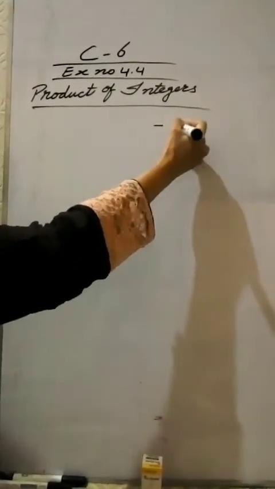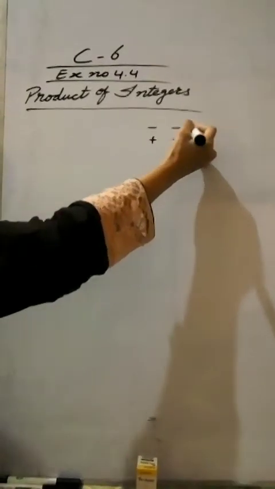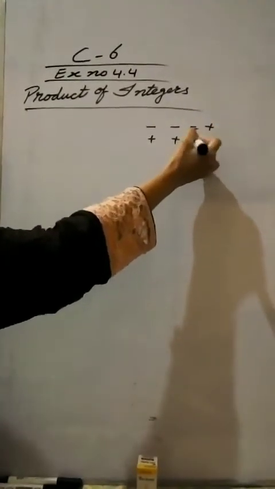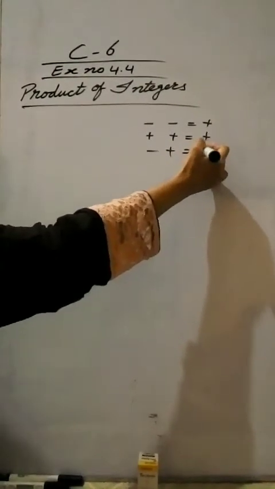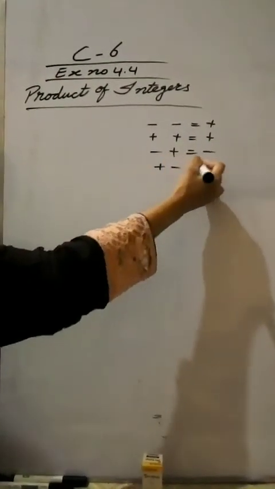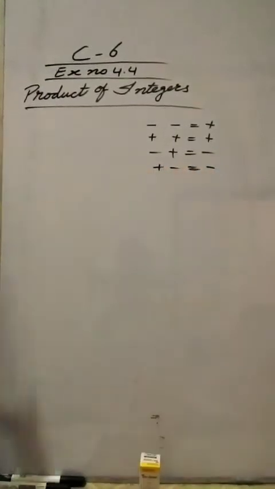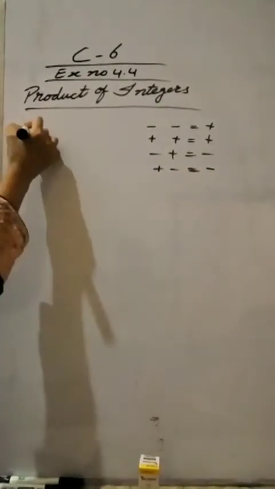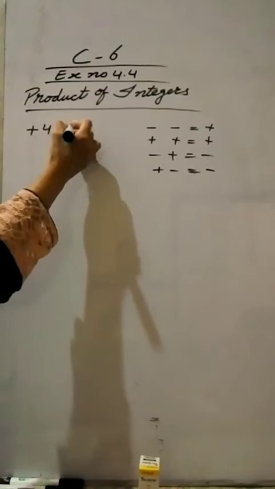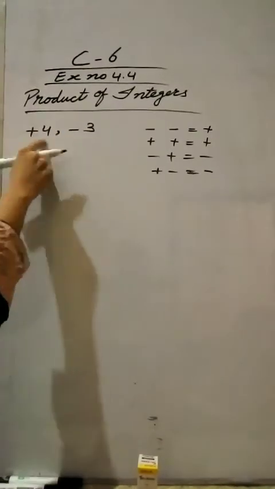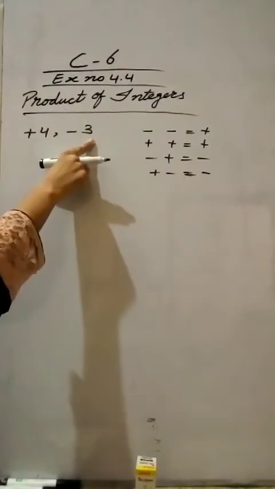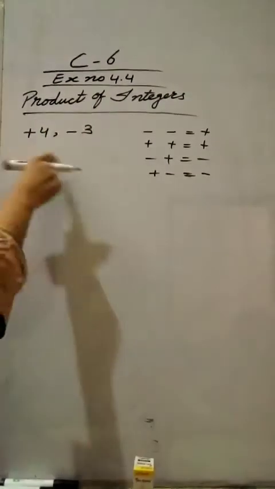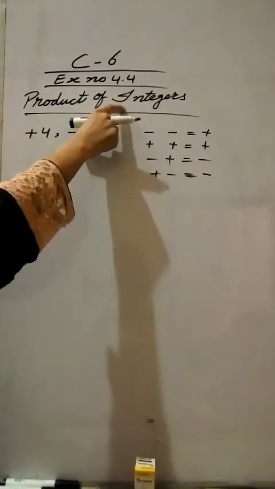Always understand the formula table, always remember the formula table, how to solve the signs with the integers. So we need to understand this formula table. Now let's see, we have a question: plus 4 comma minus 3, and the question is find the product of integers, positive numbers and negative numbers. Combination of positive and negative numbers are called the integers.